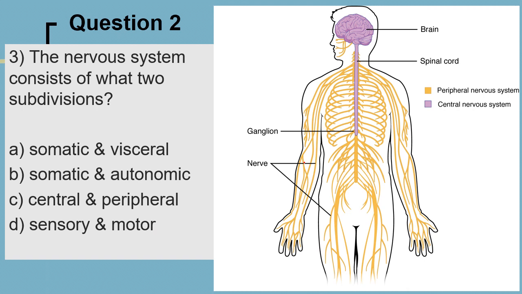I'll give you a second to read this question. The two divisions that make up the nervous system are the central nervous system, which is represented in purple, that's the brain and spinal cord, and the peripheral nervous system, which is representing those cranial nerves and peripheral nerves, spinal nerves. Letter C.